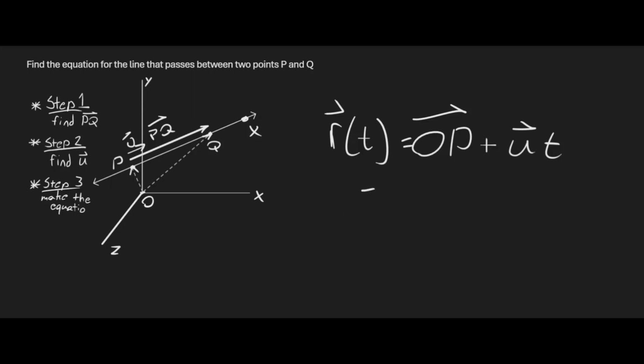And it's important to note here that t is going to range from negative infinity to infinity. So that's the domain of t. And when t is negative and decreases, then you're going to be moving in the opposite direction of the line. So this will give you a line that goes infinite units in both directions.